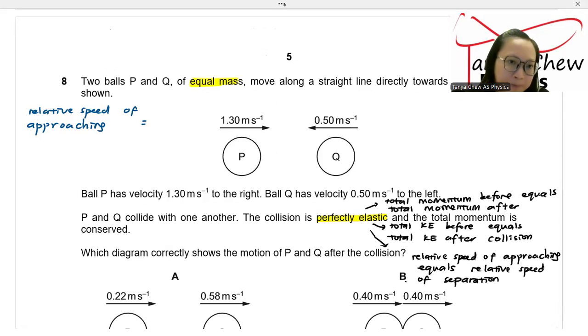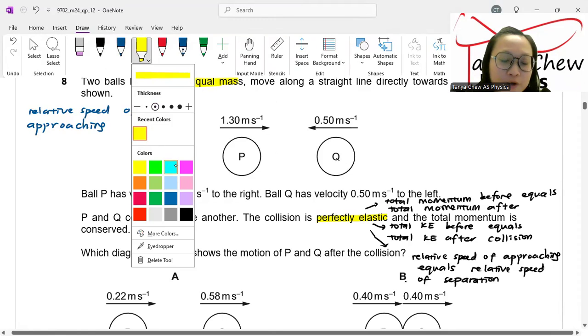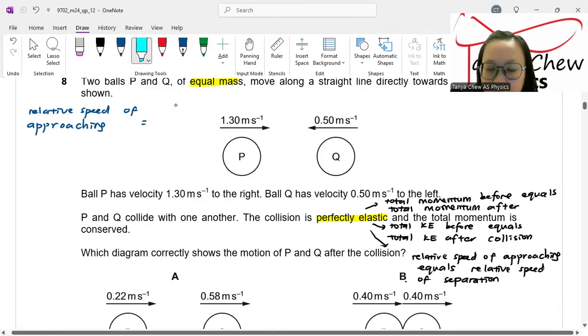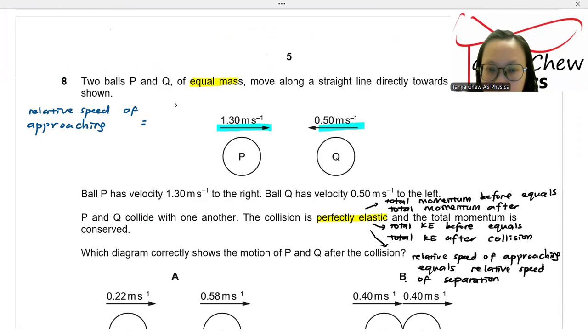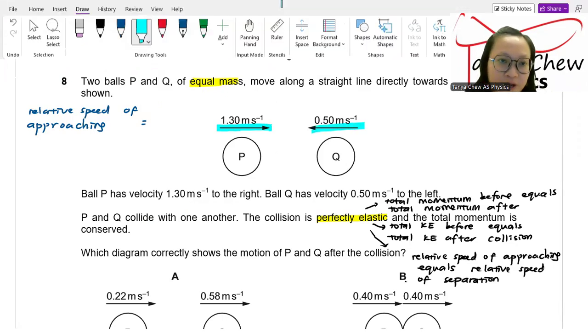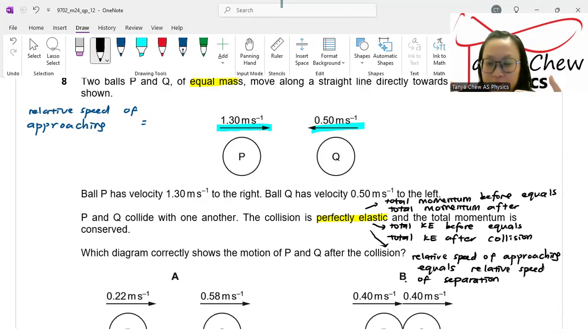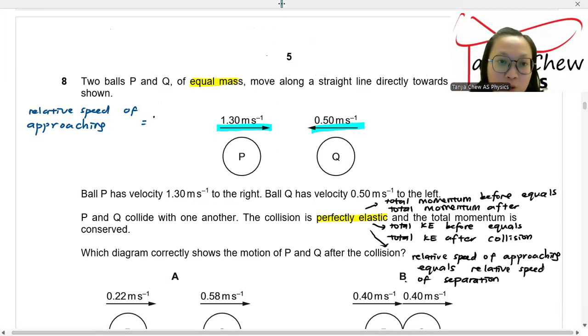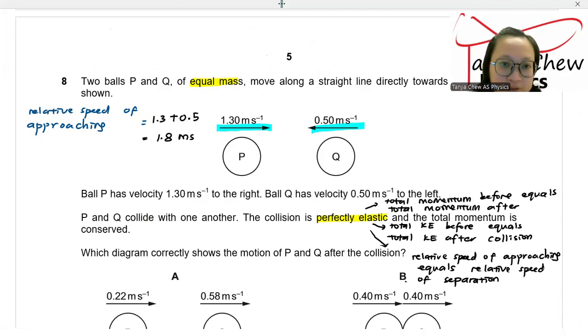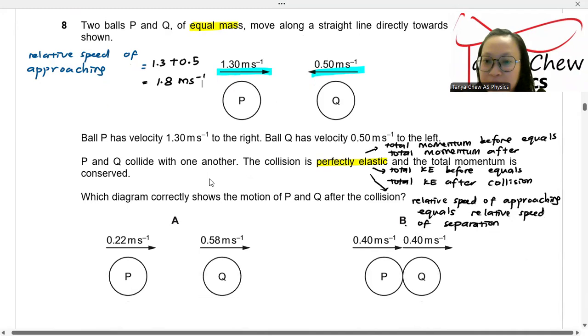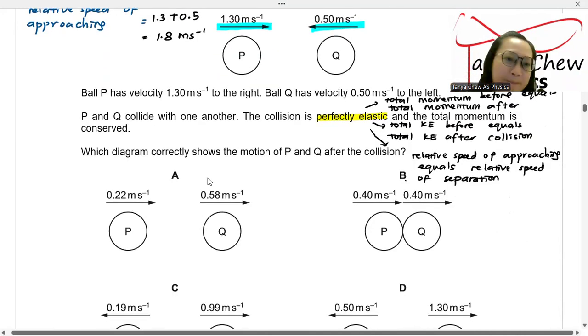If this question appears in your paper one, first thing you do, find the relative speed of approaching. How do you see it? I'll teach you a shortcut on how to see it. I'm going to use a different color here. Look at P. P is going towards Q. Q is going towards P. Can't you see that the directions of the velocities of P and Q are opposite to each other? If the two directions of the velocity are opposite to each other, you just add up their speed. So 1.3 plus 0.5. I got here 1.8 meter per second. Opposite direction, just add. Now, relative speed of approaching must always be equal to relative speed of separation, right?